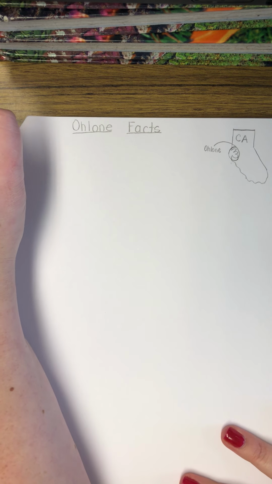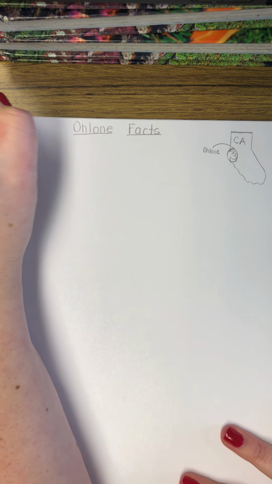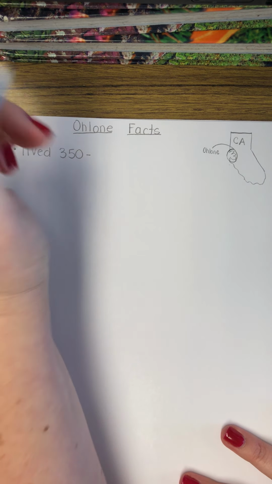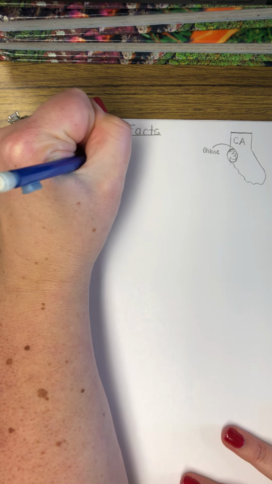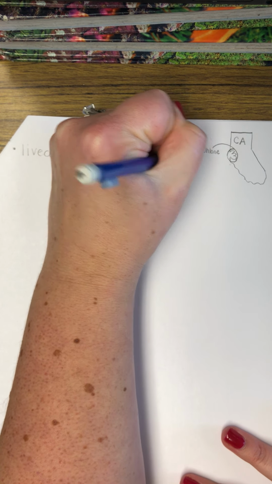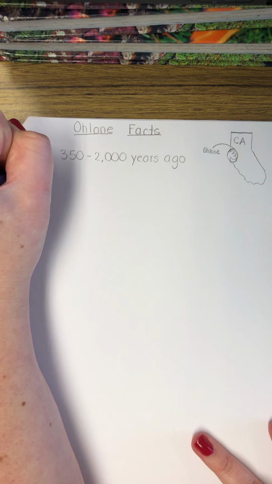So the first thing I'd like you to know about the Ohlone people, and there's my little bullet point, is that they lived 350 to 2,000 years ago. Okay, that's not to say that there aren't still Ohlone people alive. There sure are, but we're talking in large scale and massive scale. The last time they really lived together as a community, a large community, was about 350 to 2,000 years ago. The language that they speak is called Penutian.